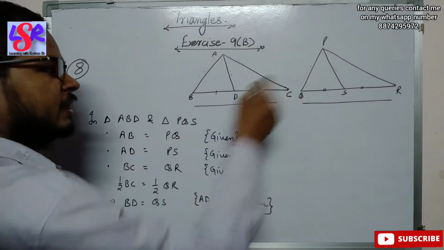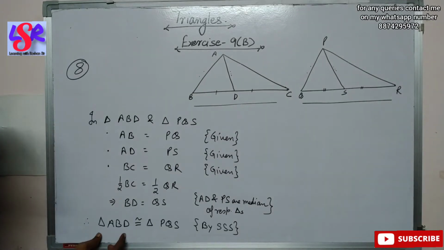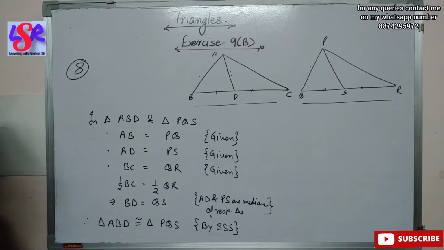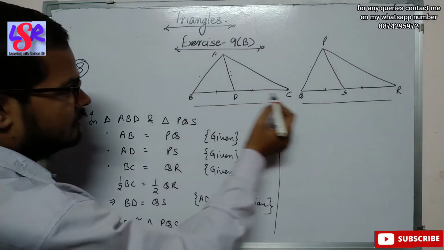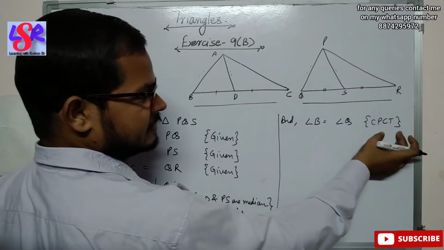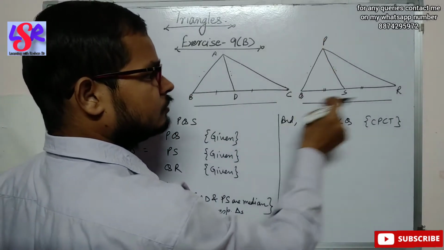Now to prove these two triangles congruent, we have used all the three sides. So triangle ABD is congruent to triangle PQS by SSS. Now, as both triangles are congruent, this angle will become equal to this one by CPCT. Therefore, angle B equals angle Q by CPCT. Now we can prove the triangle ABC congruent to triangle PQR.